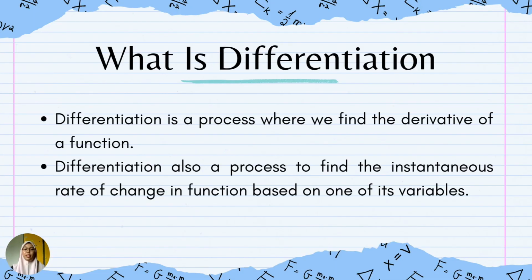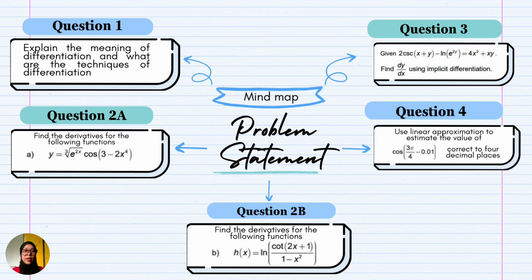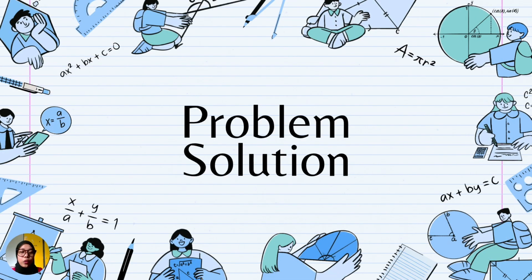Okay, what is differentiation? Differentiation is a process where we find the derivative of a function. Moreover, differentiation is also a process to find the instantaneous rate of change in a function based on one of its variables. Okay, this is the mind map of our question. So, problem solution for question 1.